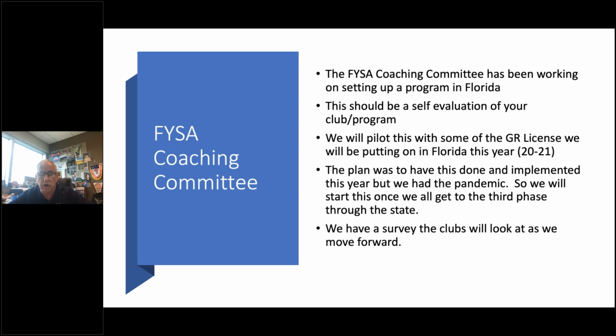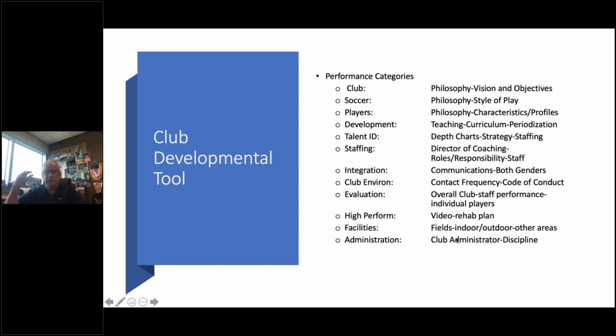Okay, so one of the things that we're going to look at is to pilot this with those who are doing grassroots licenses that we're putting on in Florida this year, 2020, 2021. So give them a survey that they look at, and then begin to do this, because really the document that we come here with, there's 12 items, and there's all those different items we have to look at.